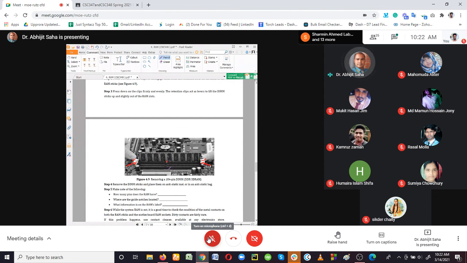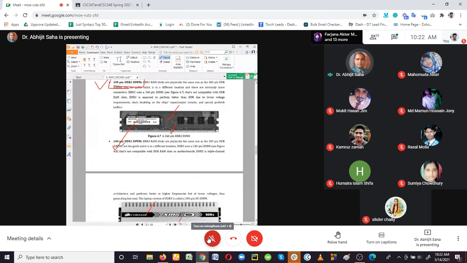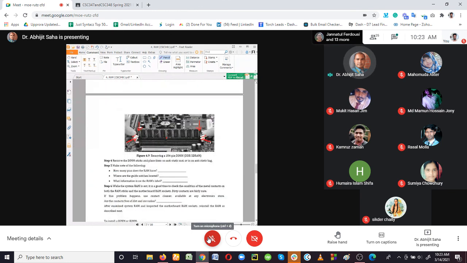If the notches are matching, then place the RAM and just press it from the top with your index finger. After placing it into the RAM slot, press from the top of the RAM, and then the clip is automatically going to be locked. The lock is going to be in these notches. It needs to be confirmed that the RAM has been installed correctly into the RAM slots.